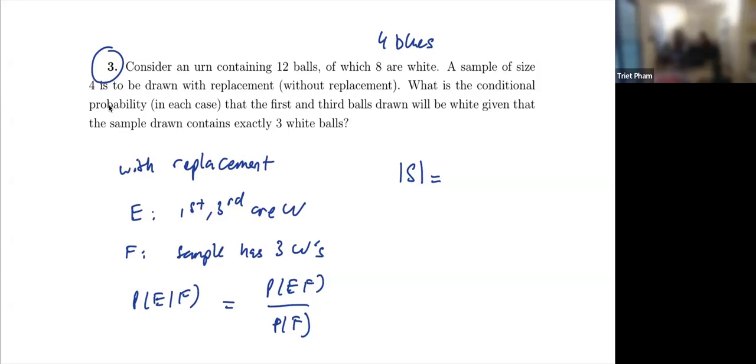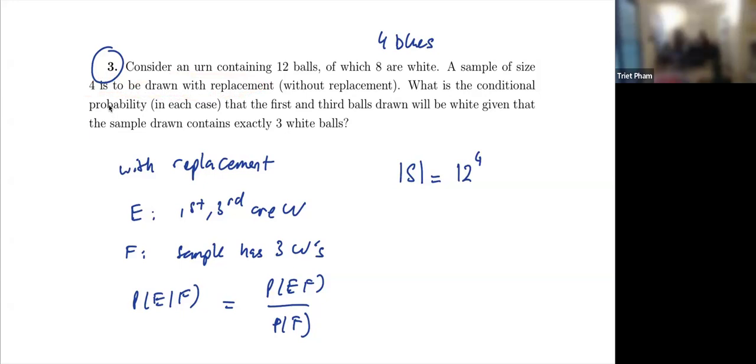If you draw 4 balls with replacement, what's the sample size? So what's the size of the sample space? 12 to the 4th, right?